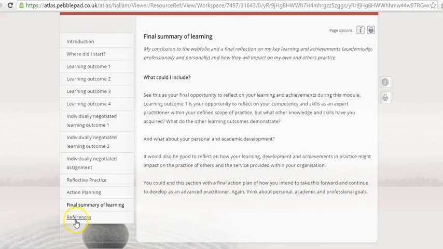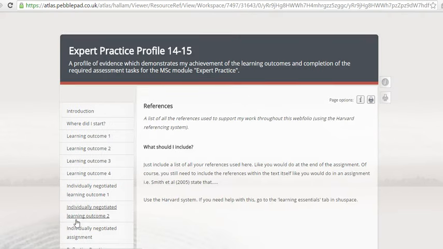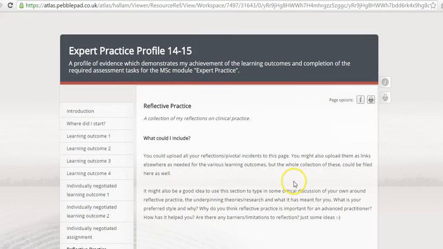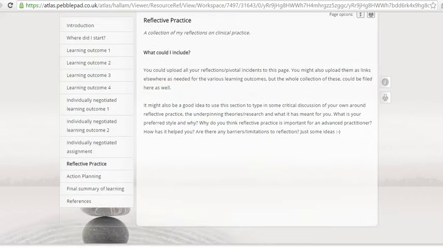Okay, now references. We've left this in here because some people prefer to list all their references at the end. You really don't have to do that. You can list your references as you're going through. So at the end of each case study, at the end of the reflective practice piece, you might want to have a list of references. That's fine. If that's not appropriate, take the tab out, or just put have referenced throughout the text.